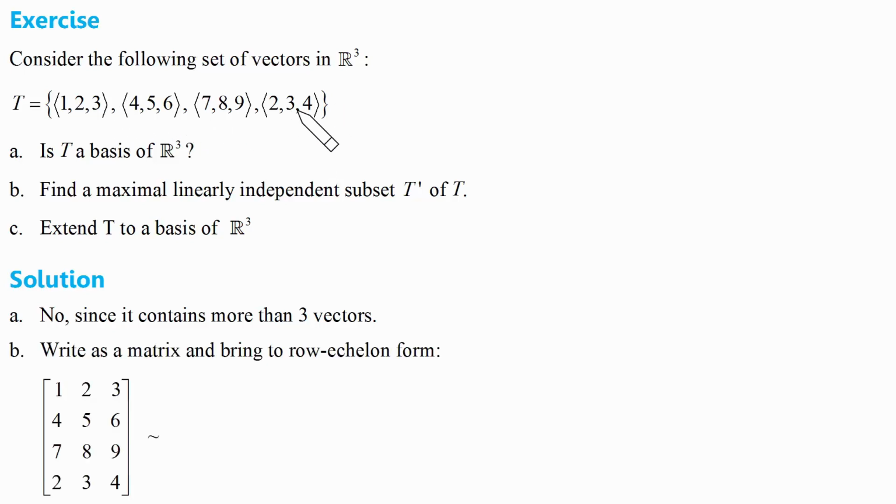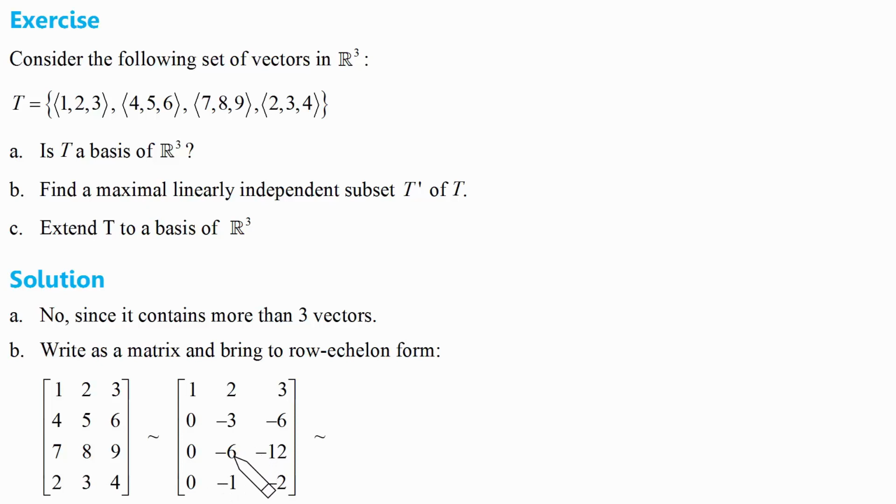What we do is we take these four vectors and put them as rows in a matrix, and then we bring this to row echelon form. So let's see, subtract the first row times 4 from here, subtract it times 7 from here, subtract twice of it from here, and that gives us zeros here. Now we want to keep going.